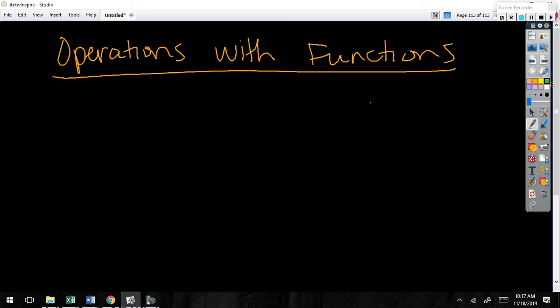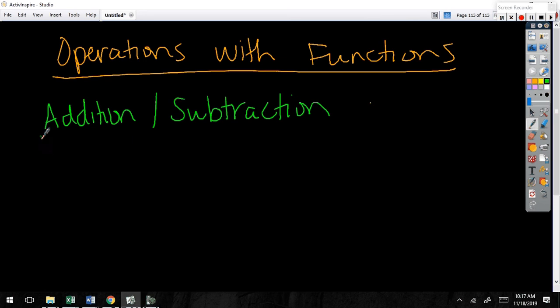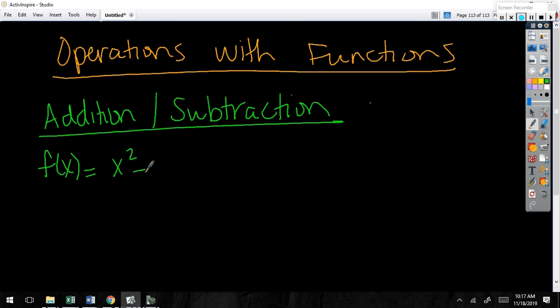All right. So first off, I'm going to do addition and subtraction together, because they're pretty much the same. If I define these two functions, let's say f of x is x squared minus 4, I'm using one out of the book because it'll be easier, and g of x is 3x squared plus 7x. First thing I want to look at is individually, are there any domain restrictions here?